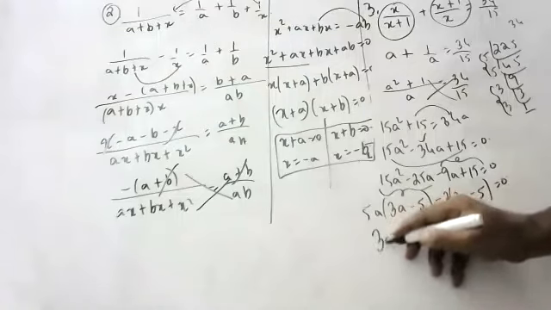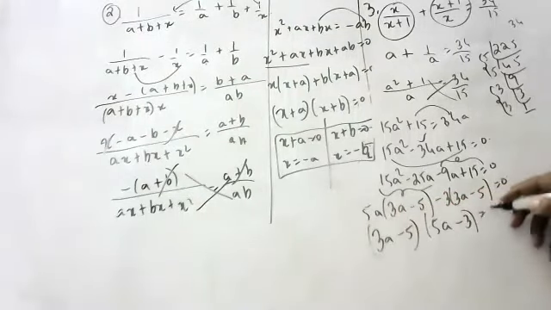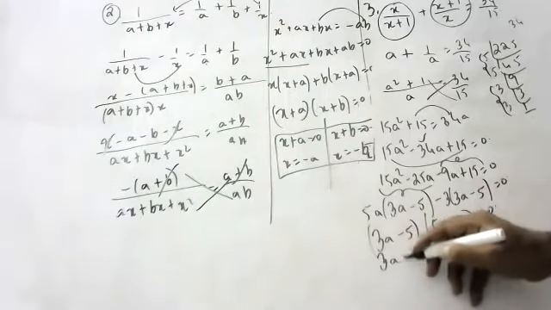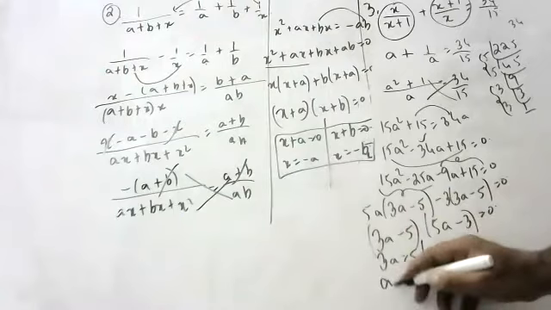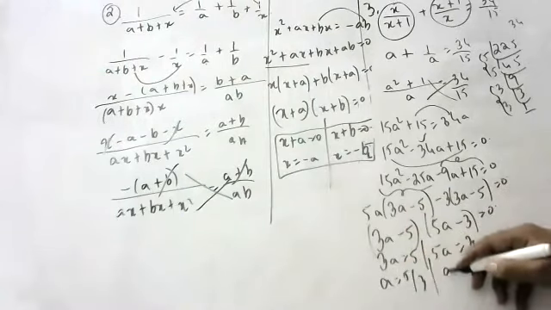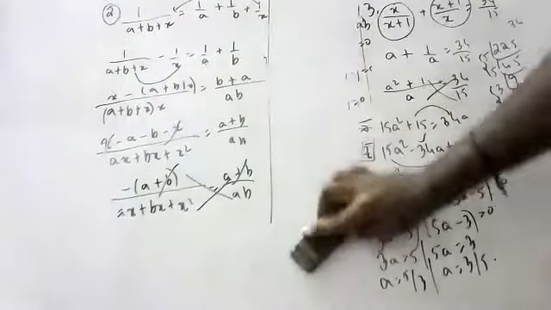So what do you get? 3A minus 5 into 5A minus 3 is equal to 0. Here what do you get? 3A is equal to 5 and 5A is equal to 3. Here you get A is equal to 5 by 3 and A is equal to 3 by 5. Again we have to substitute because we have taken A value for something else, that we have to substitute.